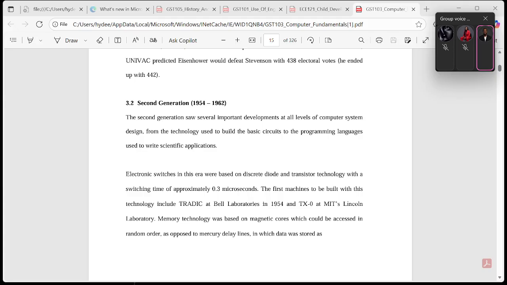Now, due to integration, in the second generation they were able to reduce all these things to just a motherboard plate. That's the discrete diode and transistor technology replacing bulky heat generating vacuum tubes. This dramatically increased speed and reliability, but it was only able to increase speed to 0.3 microseconds. That's what it did.